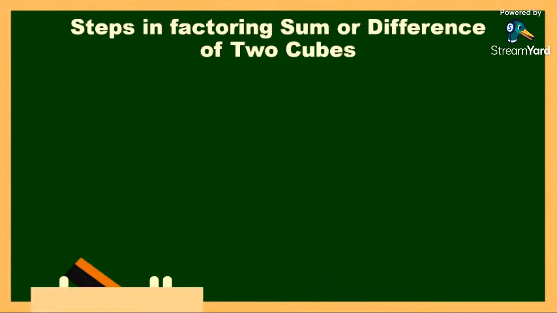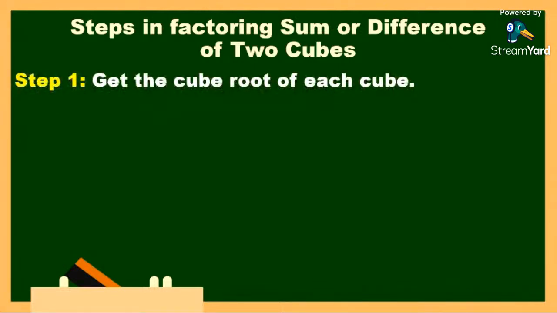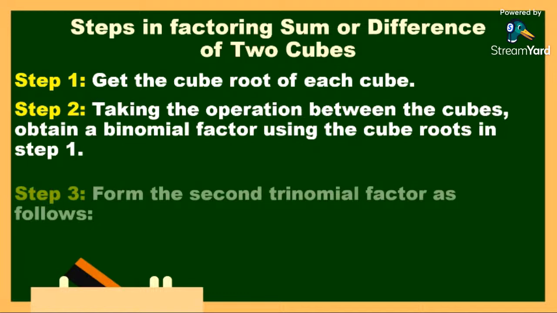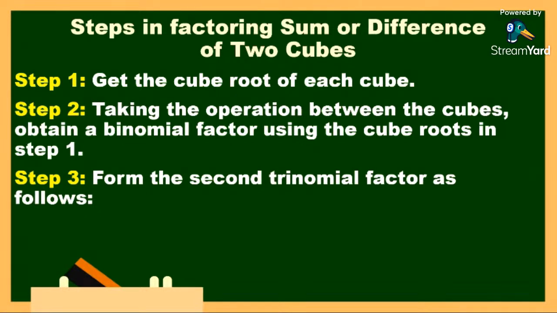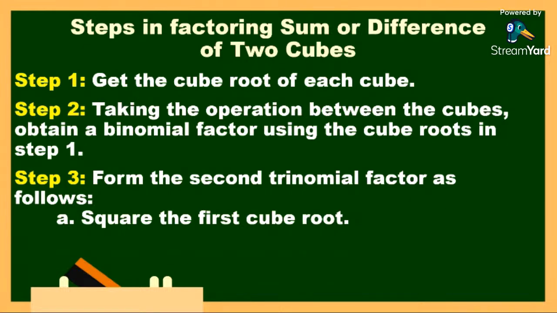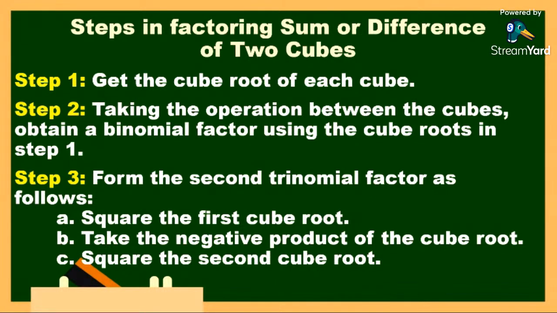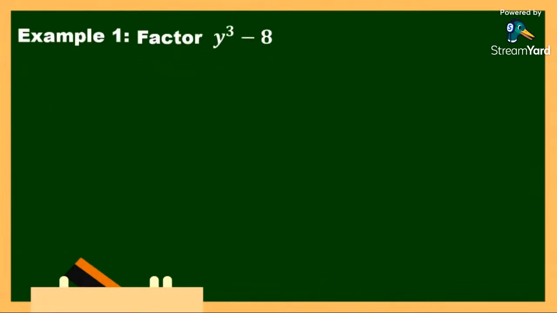These are the steps in factoring sum or difference of two cubes. Step 1. Get the cube root of each cube. Step 2. Taking the operation between the cubes, obtain a binomial factor using the cube roots in step 1. Step 3. Form the second trinomial factor as follows. A. Square the first cube root. B. Take the negative product of the cube roots. And C. Square the second cube root. Let us have an example.